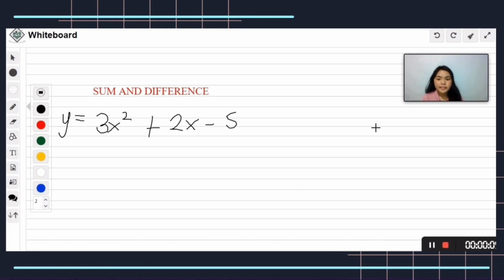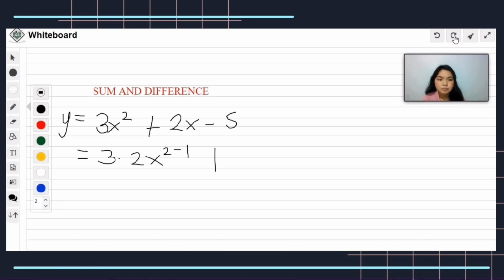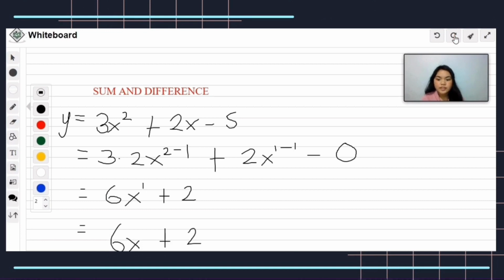Y is equals to 3x squared plus 2x minus 5. What we're gonna do is we multiply 3 times 2 and then x squared minus 1, since we have a rule that the exponent shall be minus by 1. And then add 2x and then the exponent of x is 1, so 1 minus 1, and then it became 0 because negative 5 is constant. So 3 times 2 is 6x raised to 1, since 2 minus 1 is 1, and then plus 2. The final answer will become 6x plus 2.